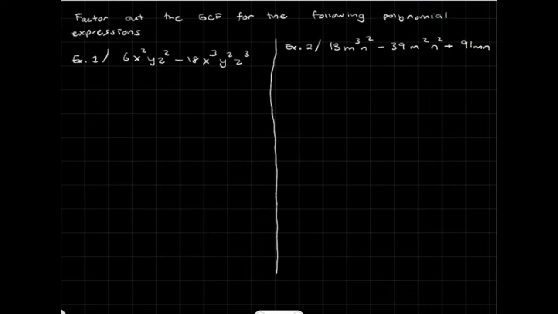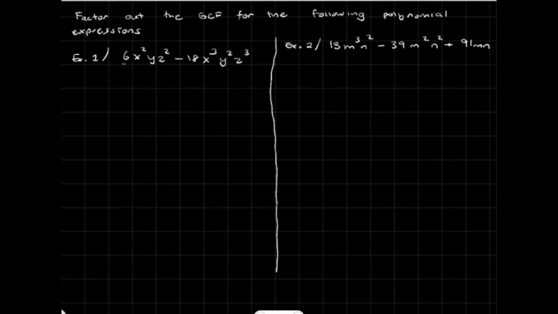Okay, let's factor out the greatest common factor for the following polynomial expressions. So example 1, we have 6x squared y z squared minus 18x cubed y squared z cubed. So in order to do this, what we want to do is look at the coefficients first. Between 6 and 18, you can imagine that the greatest common factor between these two values is going to be a 3. It's going to be a 6, right?